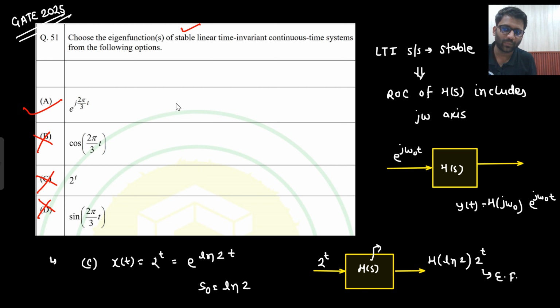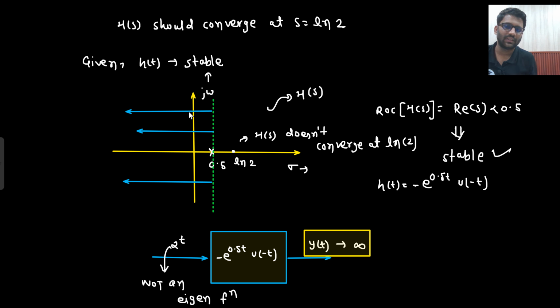That means this j 2 pi by 3 will surely be there. That means yes, this is the eigenfunction for sure. This j 2 pi by 3 will surely lie in the region of convergence. Here will be your j 2 pi by 3. This will surely lie in the region of convergence. But it is not necessary that ln2 will lie in the region of convergence. It may lie, it may not lie.